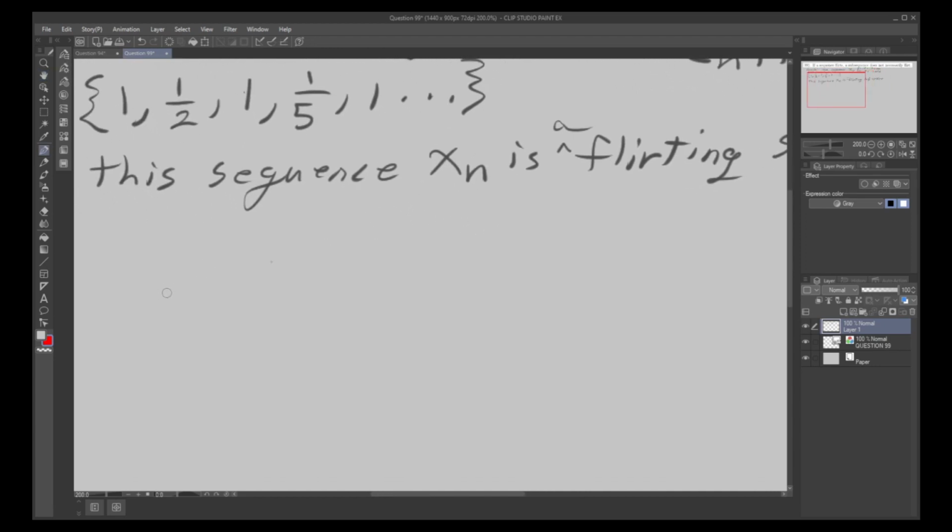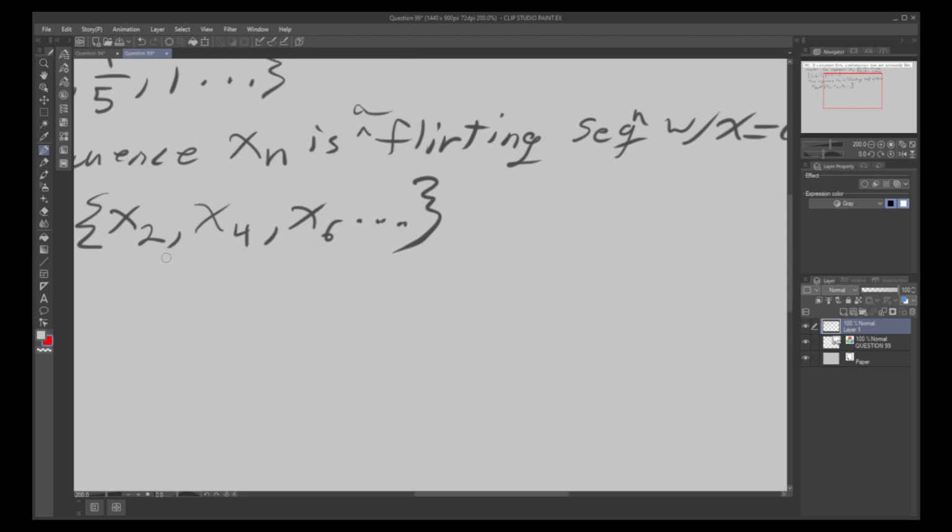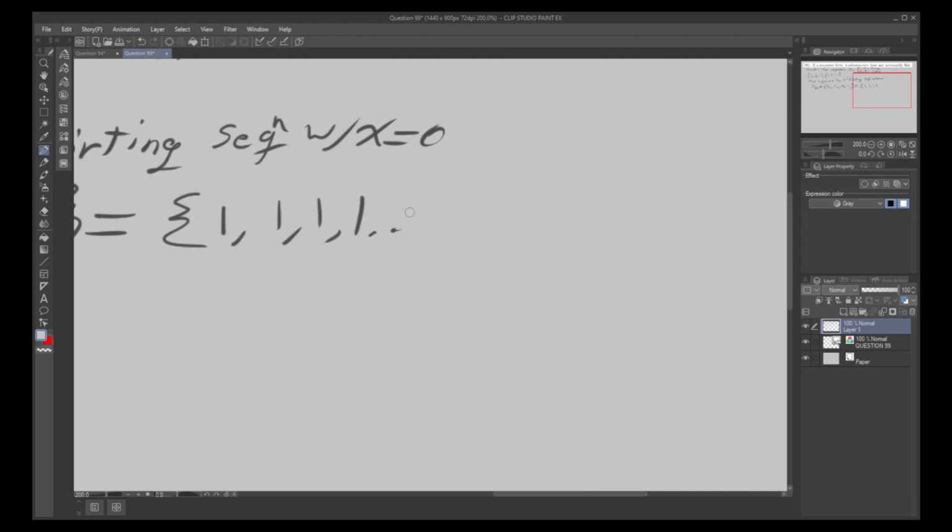Considering its subsequence, x sub 2n, this would be equal to the sequence x sub 2, x sub 4, x sub 6, you know the drill, I'm sure. Notice how all the n's are even. This would of course translate to 1, 1, 1, 1, and so on.